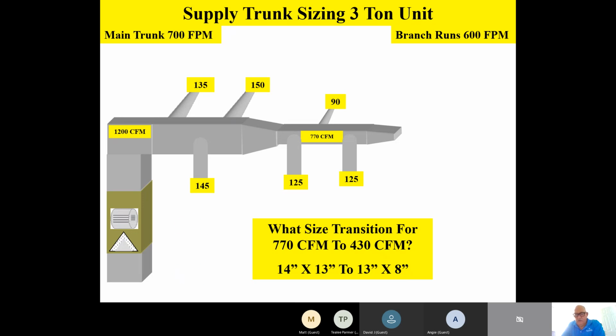Is everybody okay? And go ahead and unmute your mic if you would, please. Is everybody clear on why we have transitions and why we're trying to keep that main trunk velocity up to 700 feet a minute velocity so we can move that air all the way down the entire trunk section? That's why we have that. Any questions or comments on that?